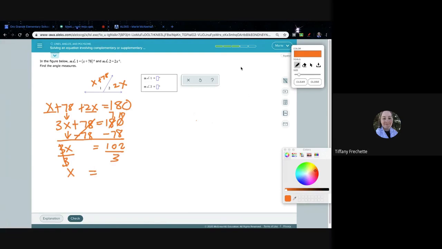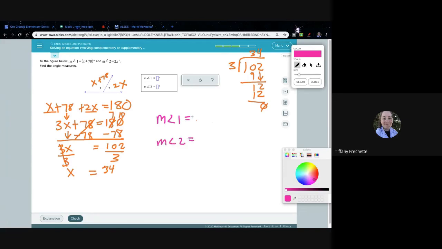Equals, now we need to know what is 102 divided by 3. So it can't go into 1, but it can go into 10 3 times for 9. And then we bring our 2 down, and 1. 3 can go into 12 4 times, and we have 0 left over. So we know x equals 34. Remember, that's not what we want our answer for. We want to know what the measure of angle 1 equals and the measure of angle 2 equals.